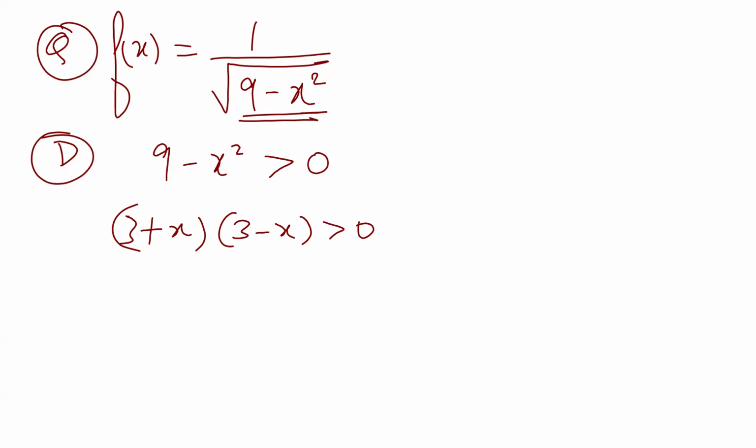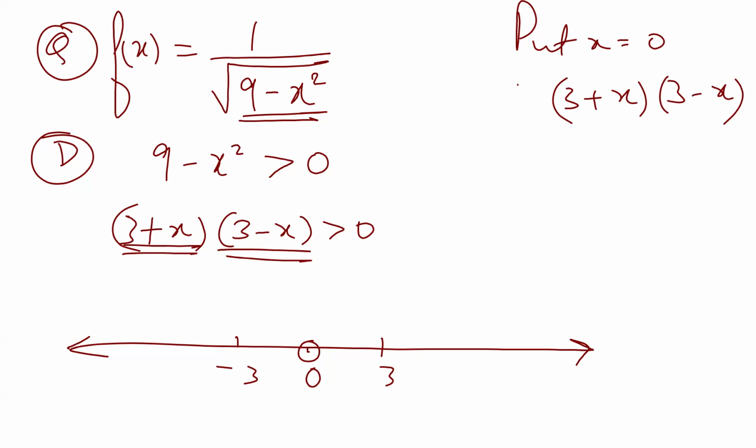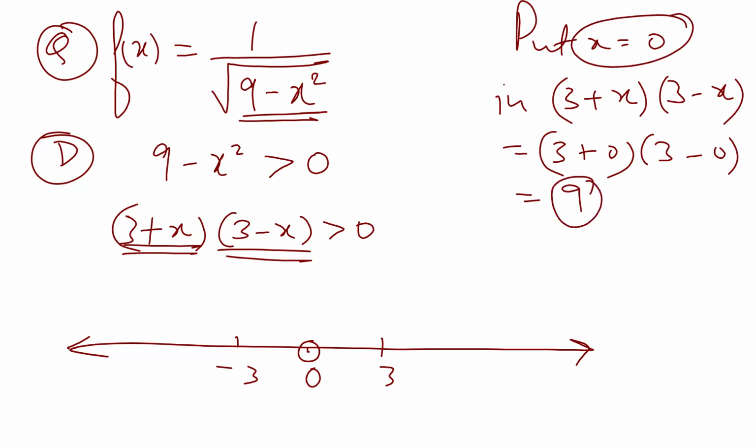Okay, critical values are minus 3 and 3. You can equate each bracket to 0, you'll get the critical value. Put x equal to, this time also we are taking 0. Let's take the simple value 0, which is representing the second region, in 3 plus x and 3 minus x. So this is 3 plus 0 into 3 minus 0, that is equal to 9. So for 0 we got a positive answer. So this is positive. Okay, this will be negative, this will be negative.